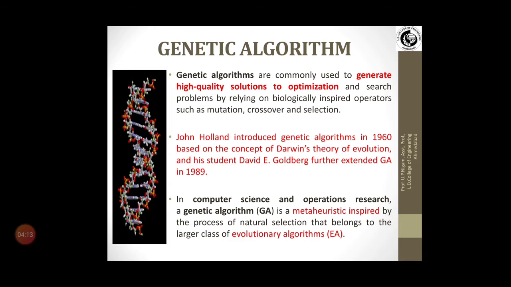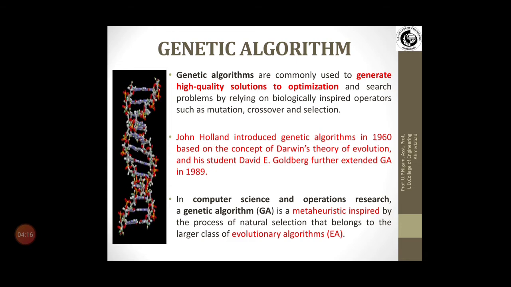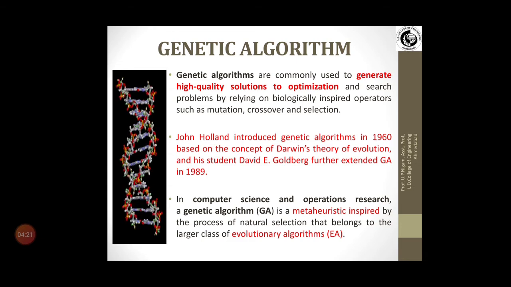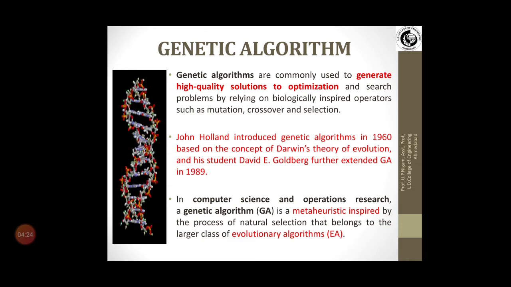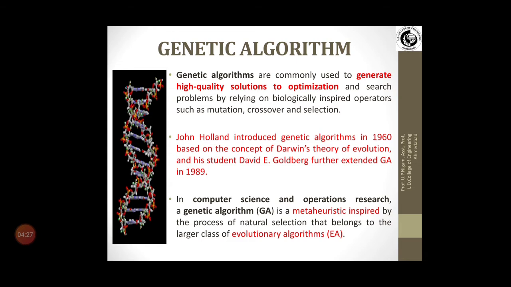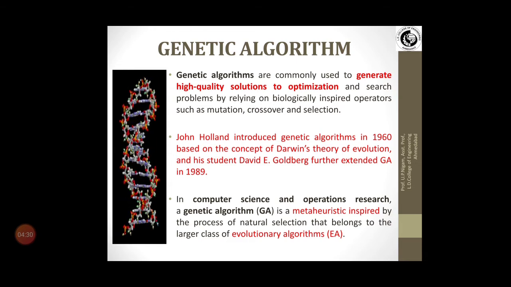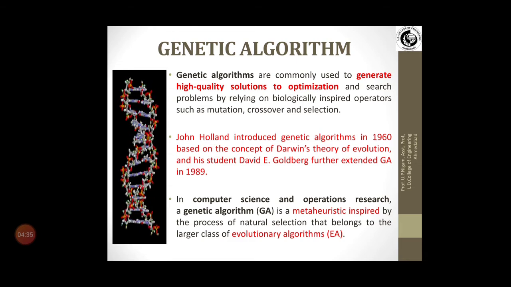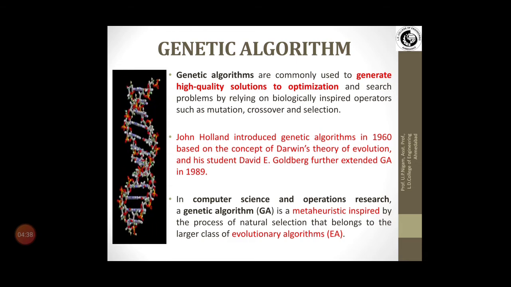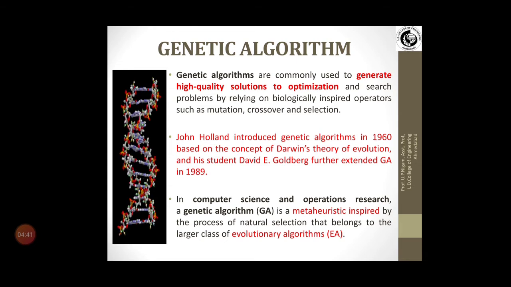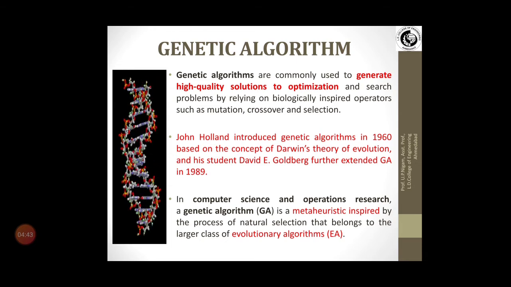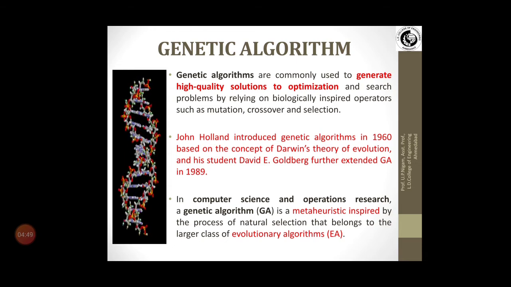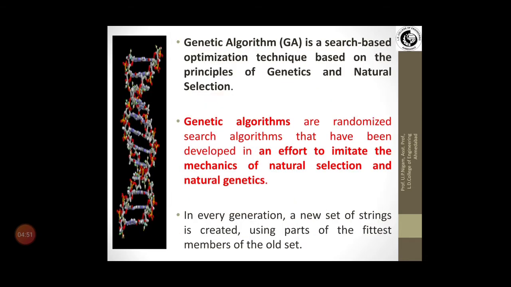John Holland introduced genetic algorithms in the 1960s. It is based on the concept of Darwin's theory of evolution, the survival of the fittest. And the student of John Holland, David E. Goldberg, further extended genetic algorithms in the late 80s. In computer science and operations research, a genetic algorithm is a meta-heuristic inspired by the process of natural selection that belongs to the larger class of evolutionary algorithms. So it is also considered an evolutionary algorithm.